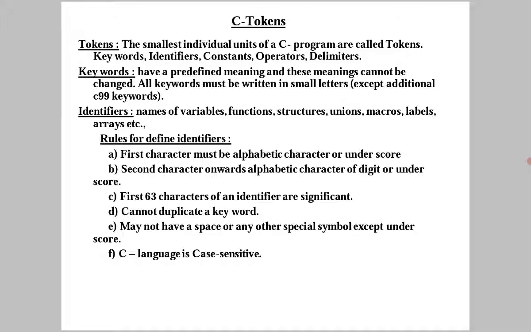Rules for defining identifiers. What are the different rules used for defining or using identifiers or variables? First, the first character must be an alphabetic character or an underscore. So every variable or identifier should start with an underscore or an alphabet, and it should not start with any special symbol or digit. From the second character onwards, alphabetic characters or digits are allowed.